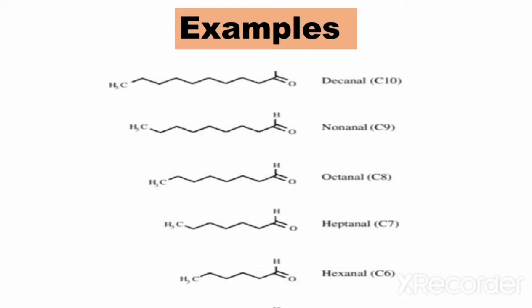And when 9 carbons are present on the chain, it will be named nonanol. When there are 8 carbons in the chain, it will be named octanol. The compound that contains 7 carbons will be named heptanol. And the chain that consists of 6 carbons will be named hexanol. So these are the nomenclature of aldehydes.